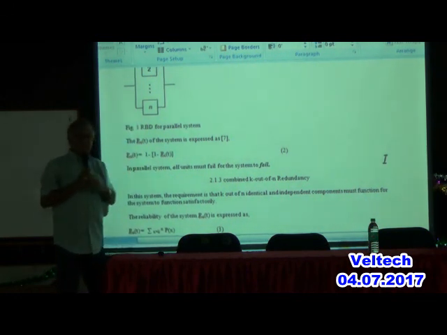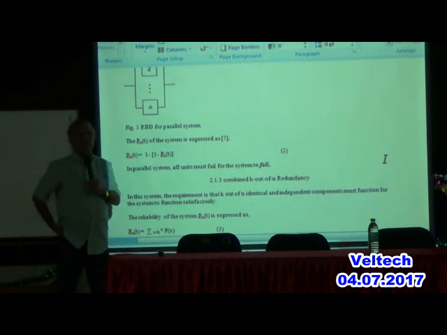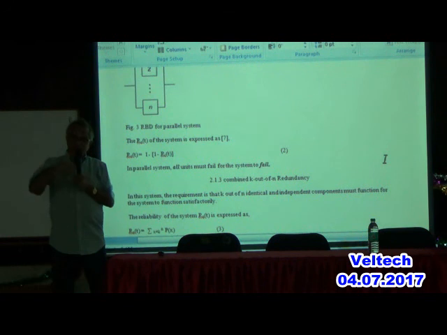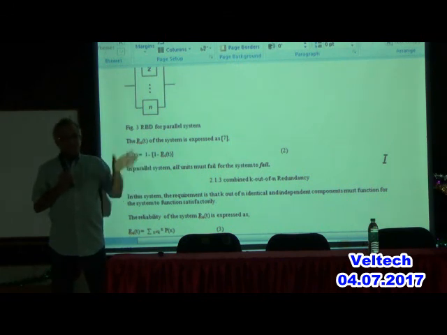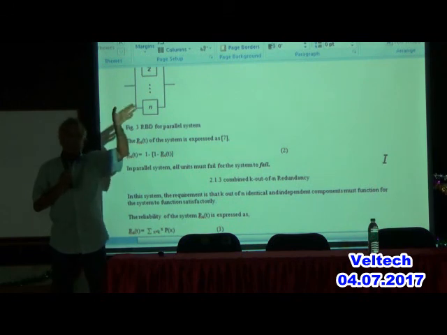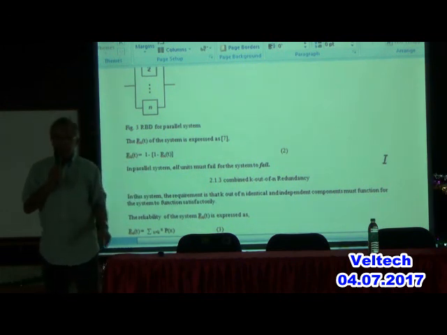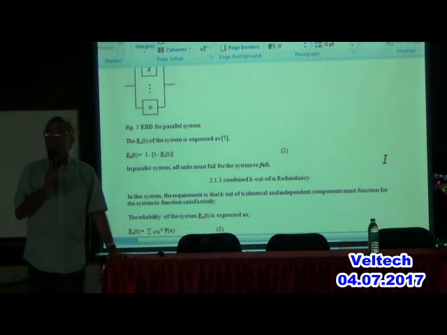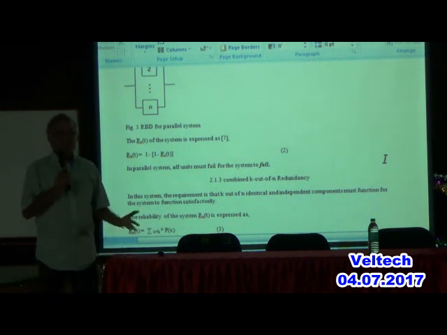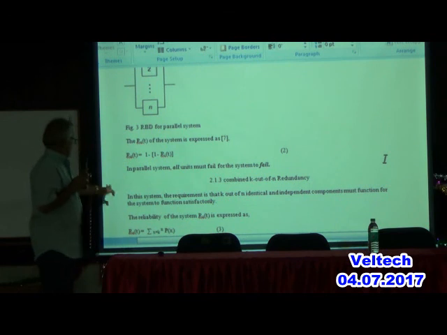What happens here? Suppose you take 3 components again, 0.9, 0.9, 0.9. The failure probability of each one is 0.1. The reliability will be 1 minus 0.1 times 0.1 times 0.1. So the reliability is pretty good. The reliability of the system is actually more than the reliability of the individual component. Whereas in the case of the series system, I told you, 0.9 times 0.9 times 0.9 gives 0.729, and the reliability of the system is less than the individual reliability. But in real life, you have a mixed system.